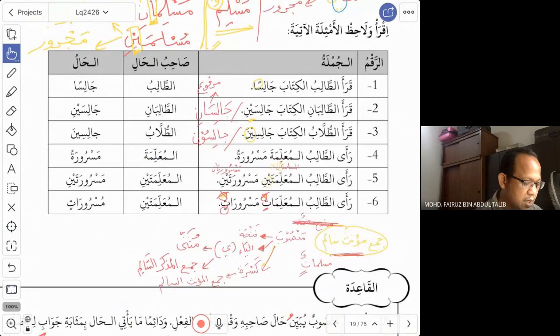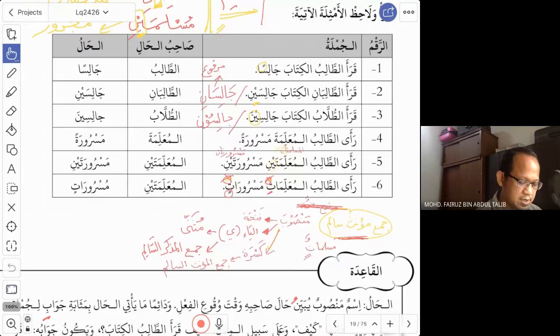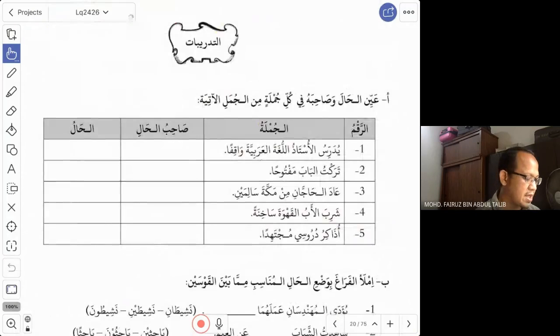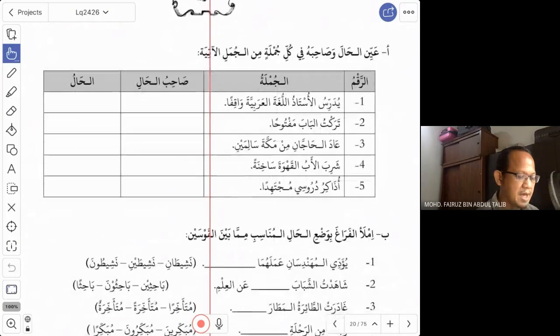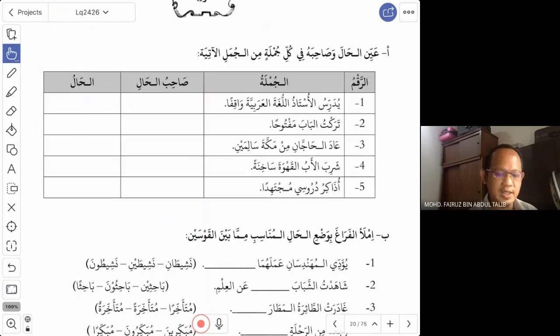Now, let us try the exercises. At-tadribat. At-tadrib al-awwal. I believe some of you have tried this. At-tadrib al-awwal yaqul: ayyinil hal. So this is a very simple exercise. You just determine where is the hal, and also its sahib, the owner of the hal, which means the word, the person that is described by this hal, fi kulli jumla min al-jumal al-atiyah. Okay, let us try number 1.